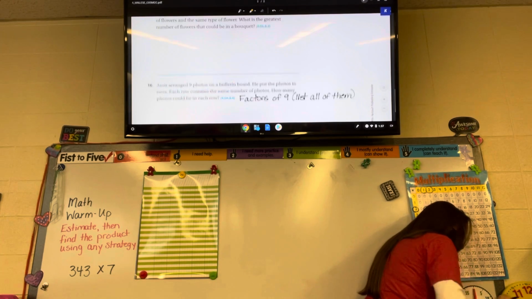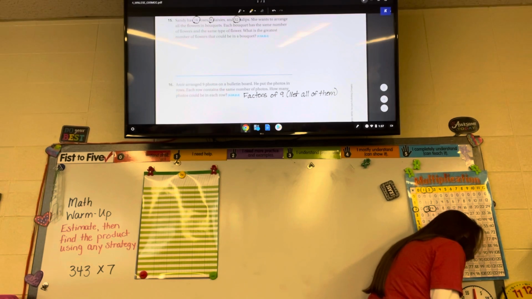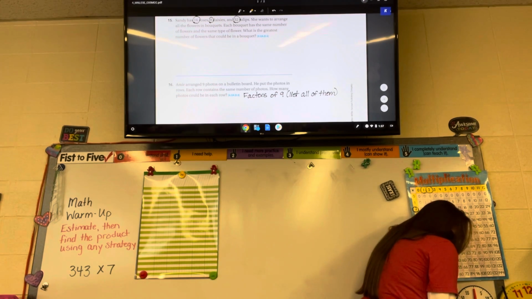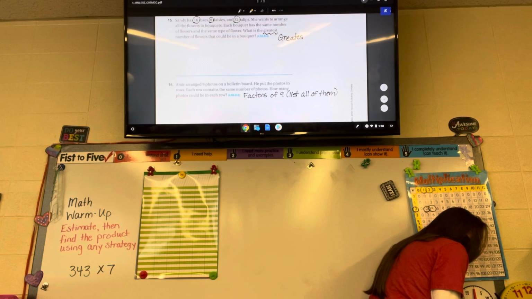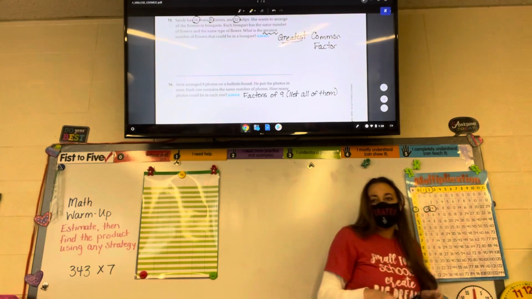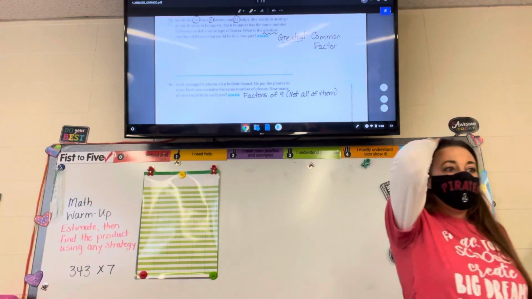On number 15, we're looking for, and this is the greatest, so we're looking for the greatest common factor. So the biggest common factor. And you only write that one? Only write that one.